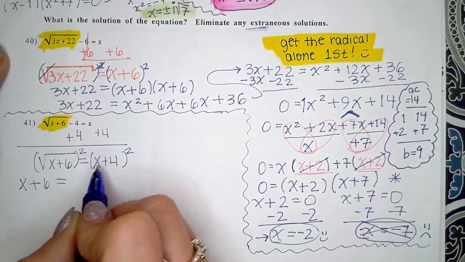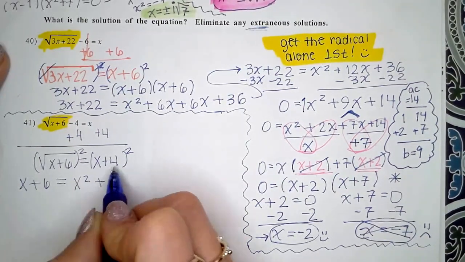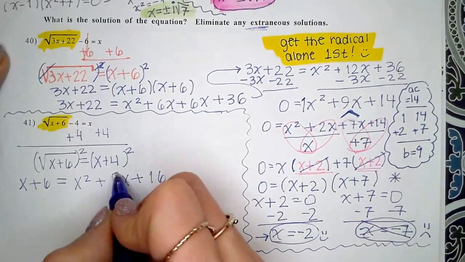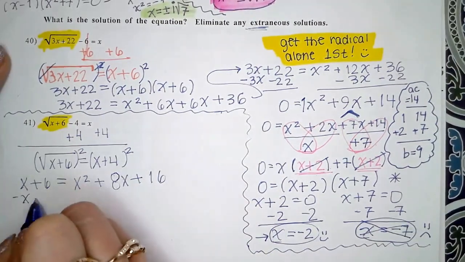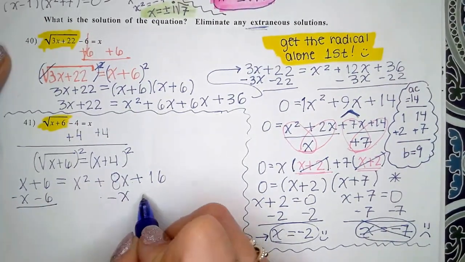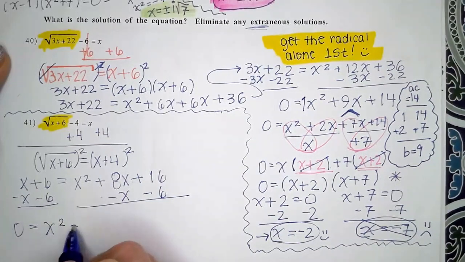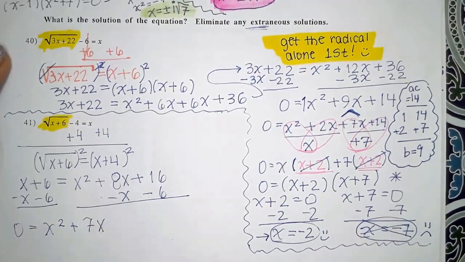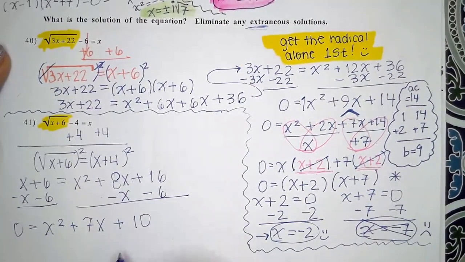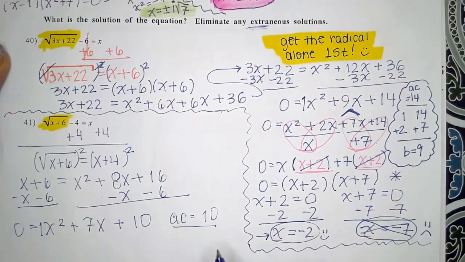On this side, I'm going to FOIL in my head, x plus 4, that's x squared plus 4x, which is 8x plus 16. From here, I'm going to subtract x and 6 to get everything on one side, so you've got to get it equal to 0. 0 equals x squared plus 7x plus 10. AC method, I'm going to multiply a times c, and I'm going to get 10.